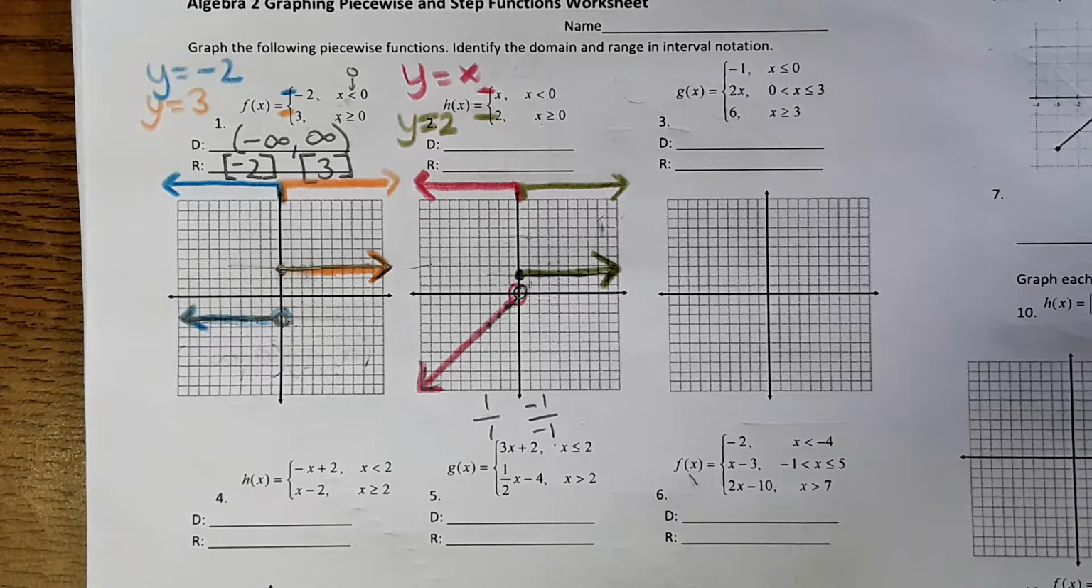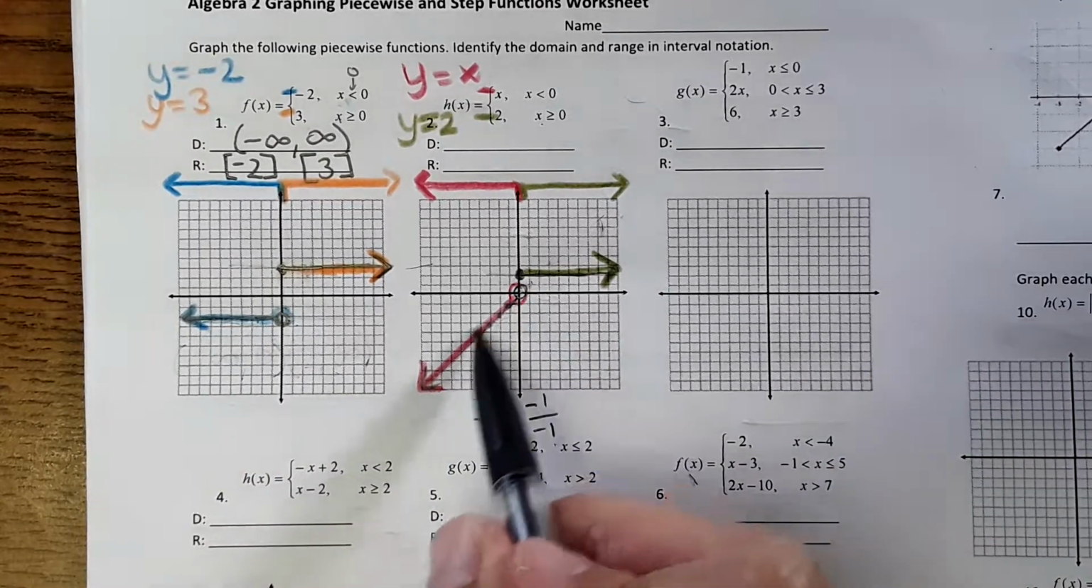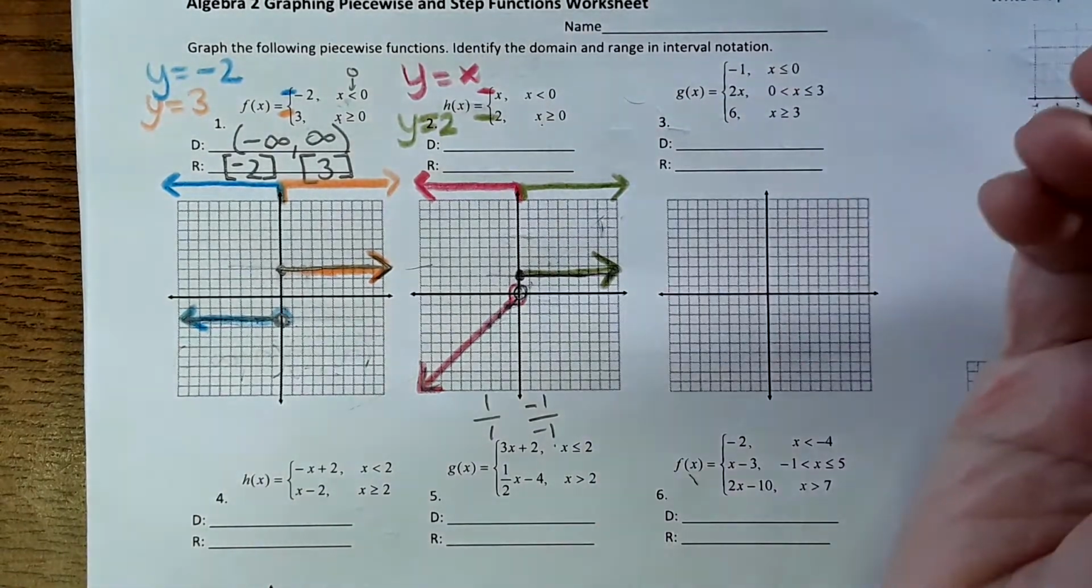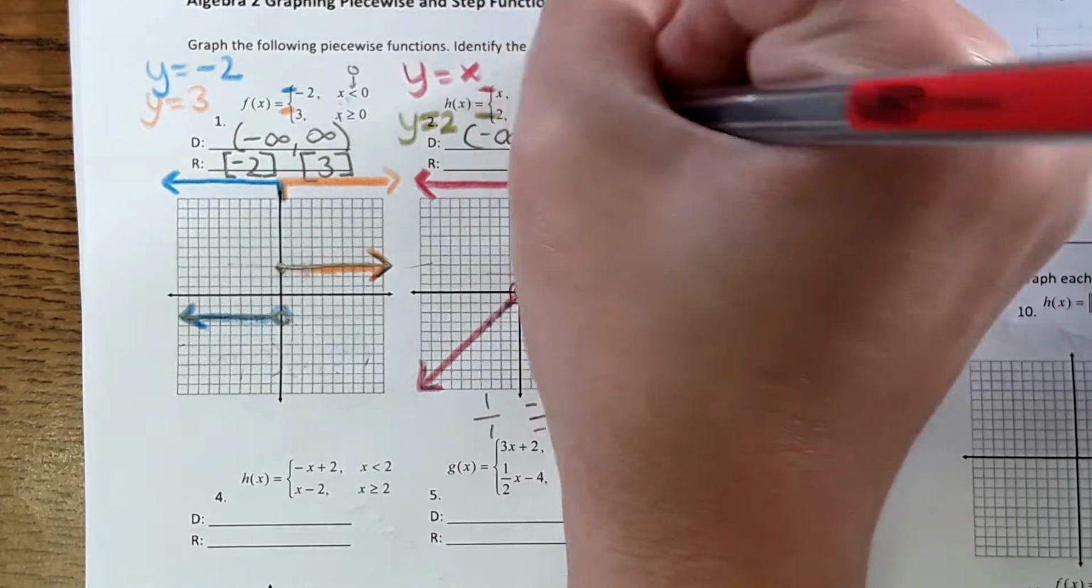Domain is all your x values. So from left to right, this would go forever left, and this would go forever right. It does include this point as well. So our domain is, again, negative infinity to infinity.